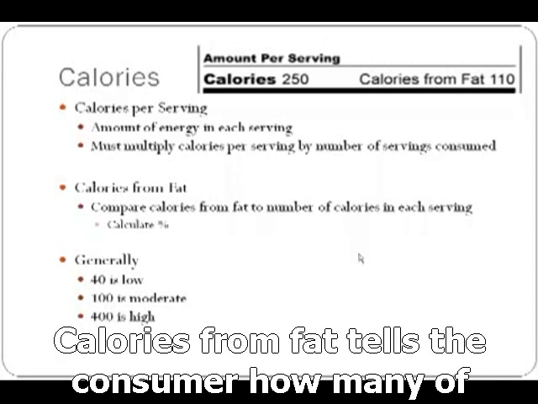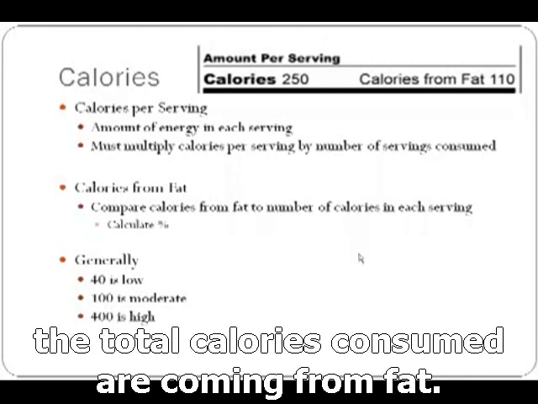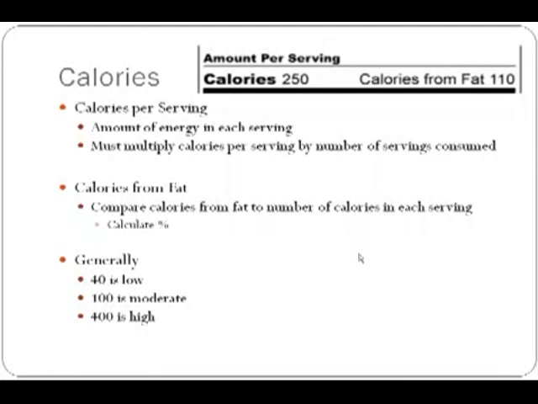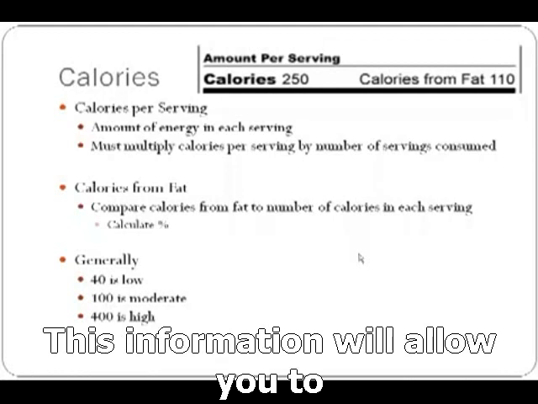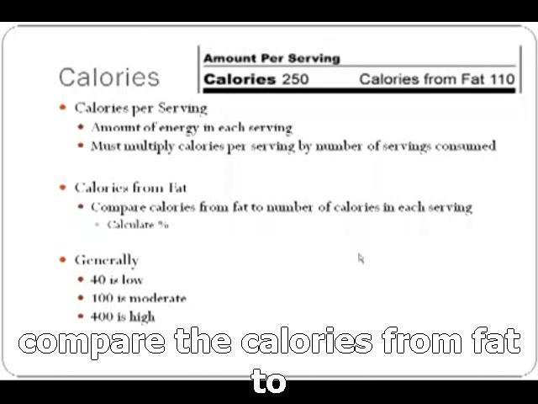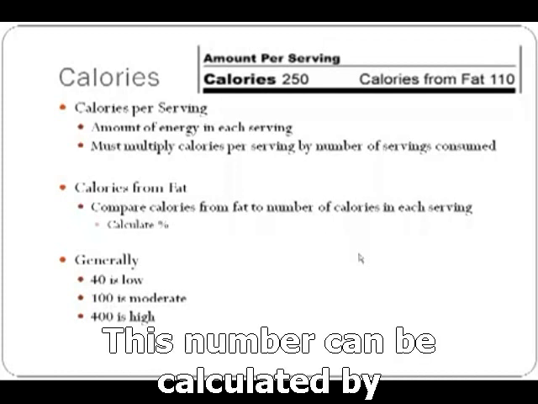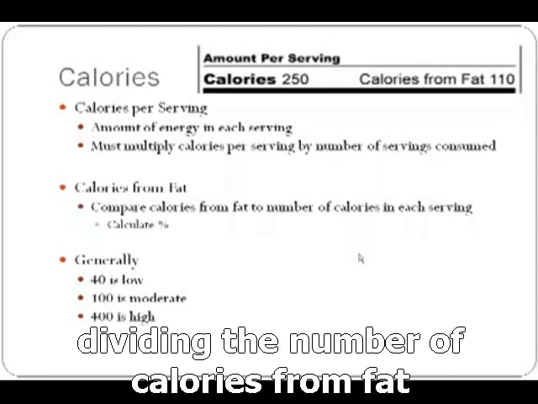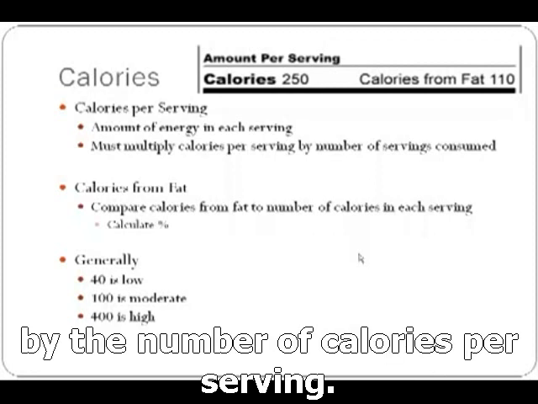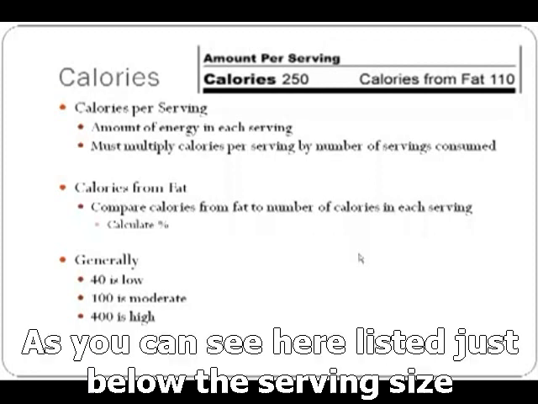Calories from fat tells the consumer how many of the total calories consumed are coming from fat. This information will allow you to compare the calories from fat to the number of calories in each serving. This number can be calculated by dividing the number of calories from fat by the number of calories per serving.